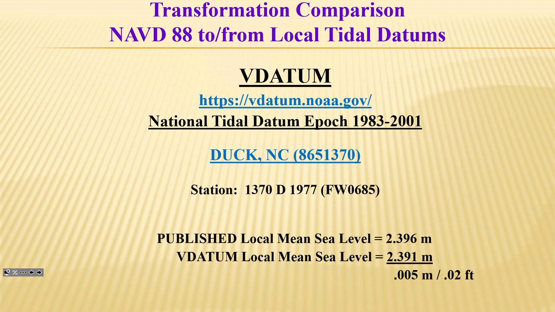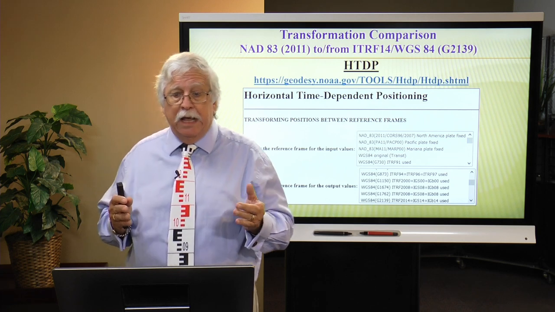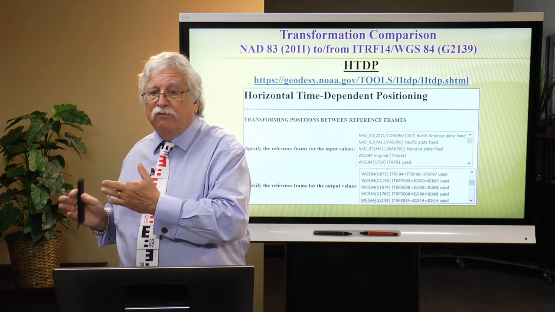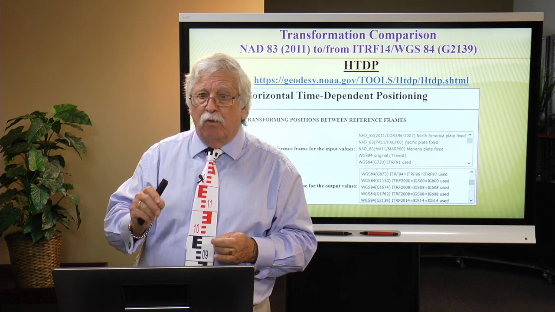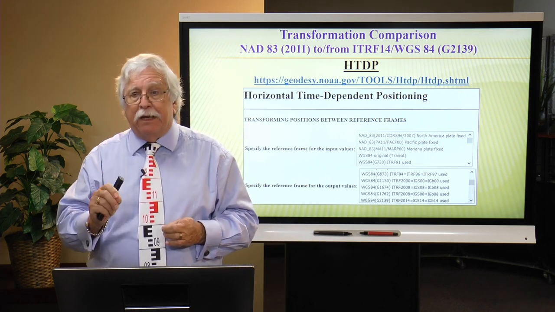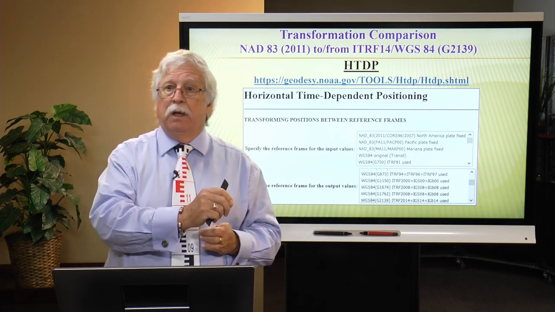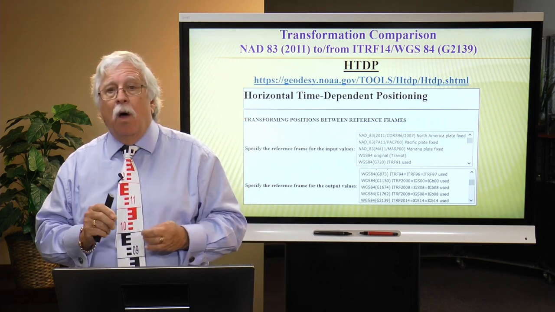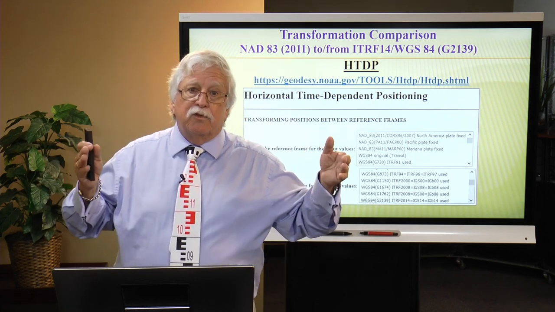I now want to take a look at the HTDP tool to be able to look at transformations between very rigorously defined contemporary datums, such as the North American Datum of 1983, the most current realization, 2011, and the ITRF, the International Terrestrial Reference Frame. ITRF and WGS84 are both dynamic reference frames. Dynamic, meaning their coordinates are changing all the time. They have epochs associated with them, whereas NAD 83 is fairly static. It is fixed and stable on the North American tectonic plate.